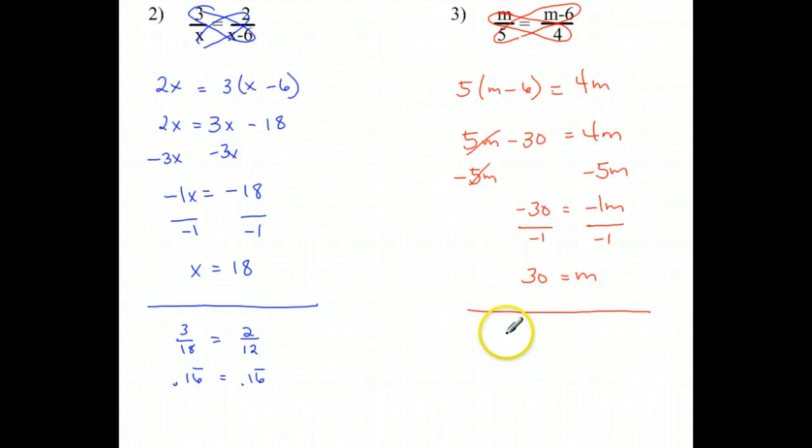If I look at my original problem, just to check real quick, I'm going to get 30 over 5 is equal to 24 over 4. I got the 24 by subtracting 6 from my answer of 30. 30 divided by 5 is 6, and 24 divided by 4 is also 6, so my answer checks out as well.